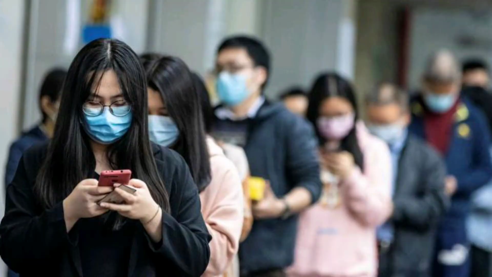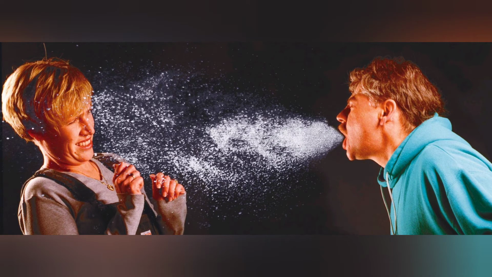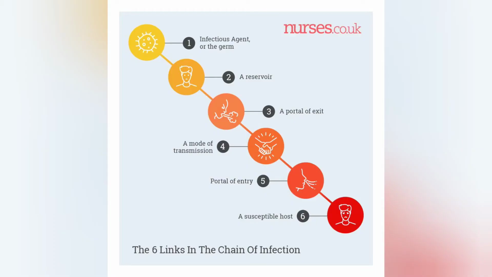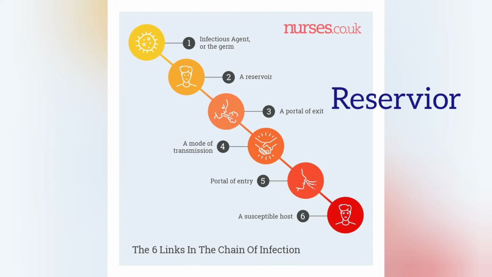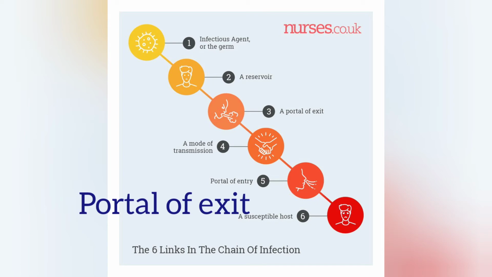The main mode of transmission of COVID-19 is via respiratory droplets. That means when a person sneezes, coughs, or talks, the viruses are being emitted. And then, as we have heard, for a virus to complete its cycle, it first needs a few things, which include: one, an infectious agent, in this case, the coronavirus; two, a reservoir, which is the person who houses the virus initially; then three, a portal of exit, so the point at which the person coughing, sneezing, or talking is emitting the virus.